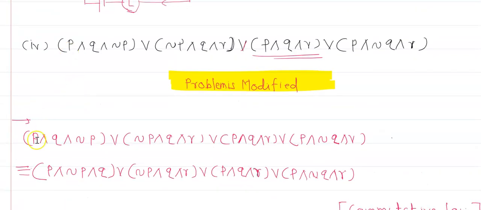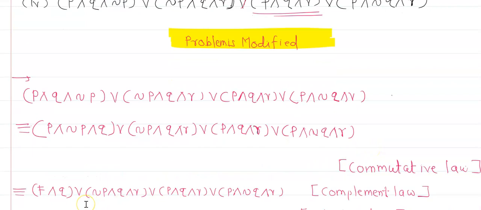The first is P and Q and negation of P, or negation of P and Q and R, or P and Q and R, or P and negation of Q and R. Now in these two statements, by using the commutative law, it's written like this.